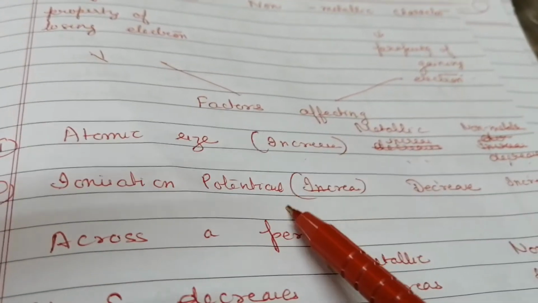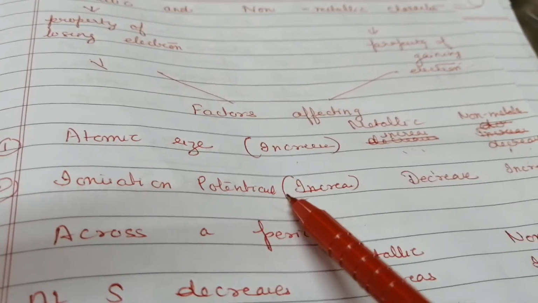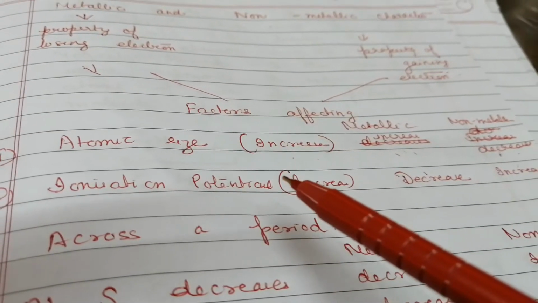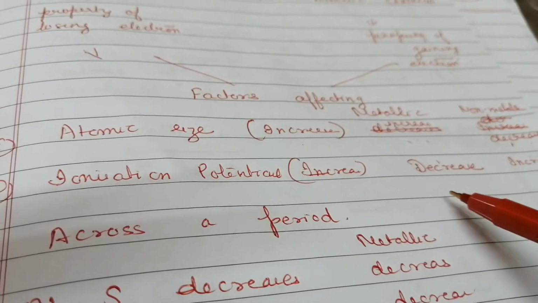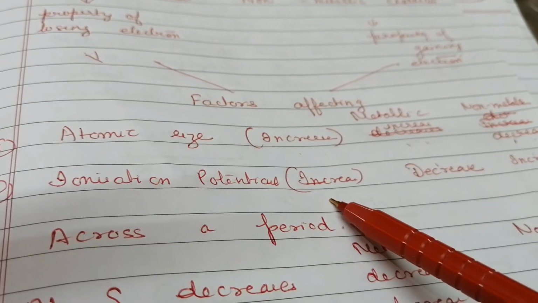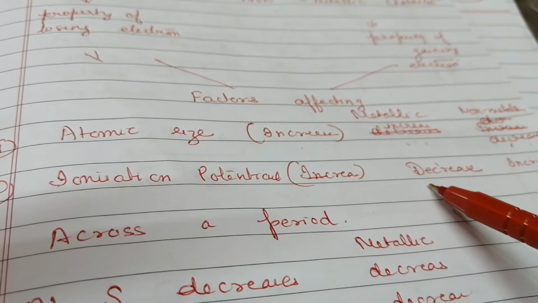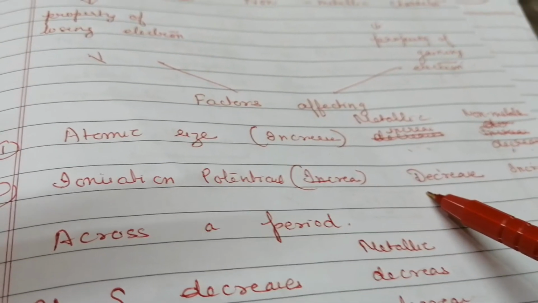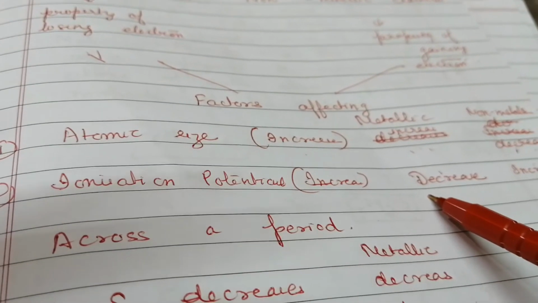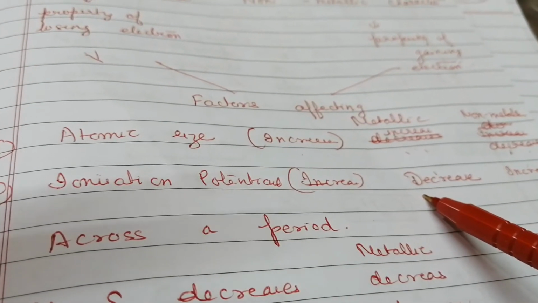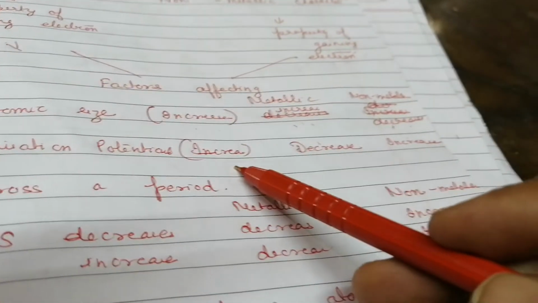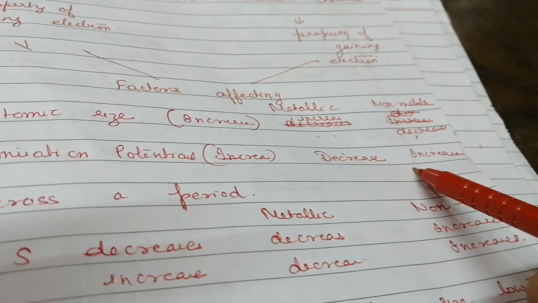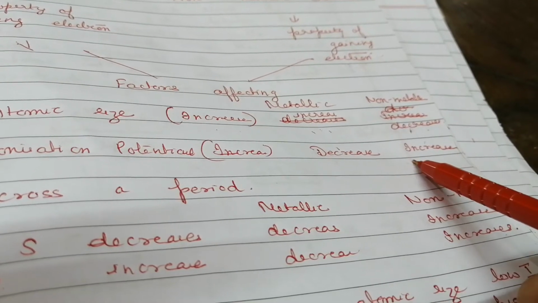Now the ionization potential, remember, is the amount of energy required to remove an electron from the outermost shell of an isolated gaseous atom. So if the ionization potential is more, metallic character will be less. If more energy is required to remove the electrons, they will not be easily lost. So the metallic character will be less. So if there is an increase in the ionization potential, the non-metallic character is going to increase.